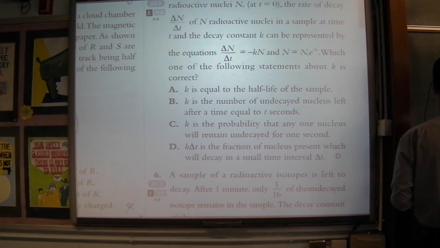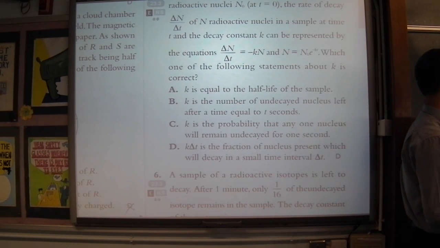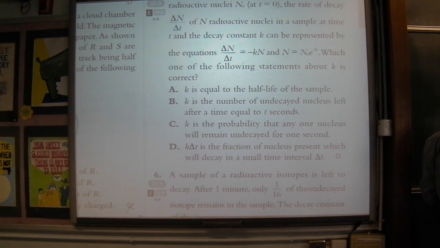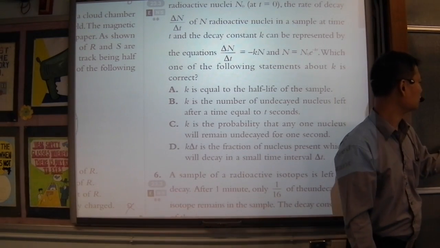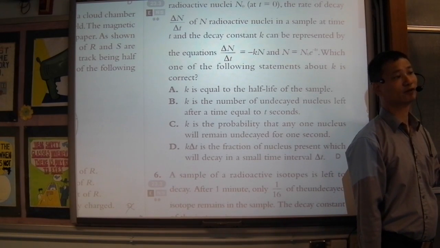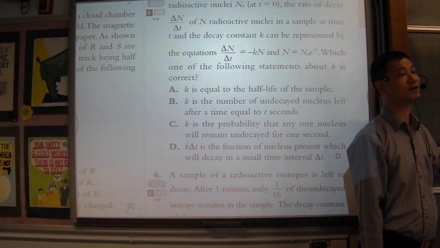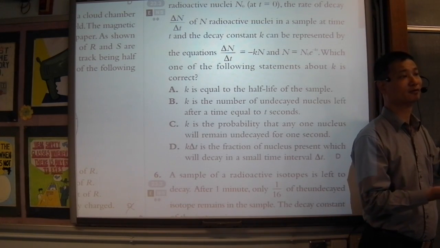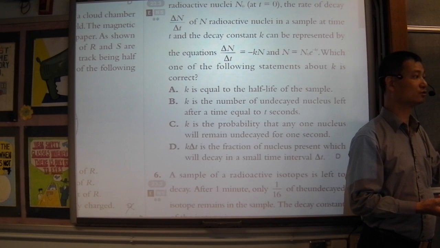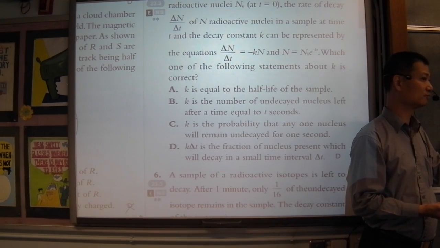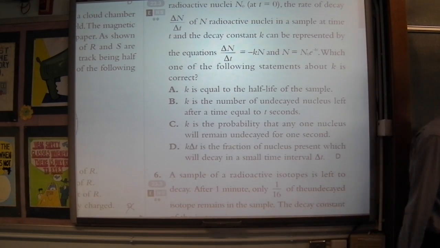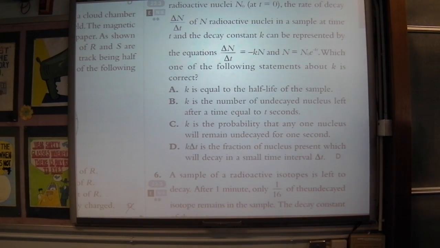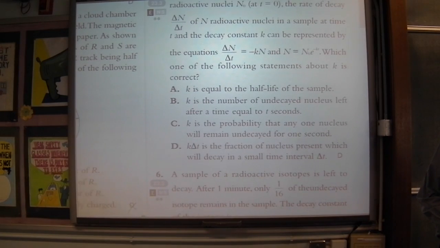Delta N over N. So what should it equal? I move N to the denominator here. So it becomes minus k delta t. So k delta t is equal to delta N over N. But what is delta N over N? Delta N is the number of decays within that time period. So delta N over N is the fractional decay. It's the fraction that decays over the time period. So D is the correct description. Is that okay?